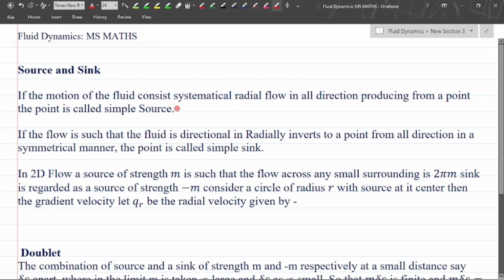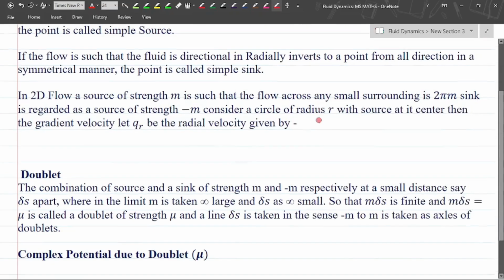The radial symmetrical flow of the fluid which is producing from a point only, that particular point is called the simple source. If the flow is such that the fluid is directed radially inward toward the point from all directions in a symmetrical manner, it is called the simple sink. The point in which the flow is going radially inward is the sink.